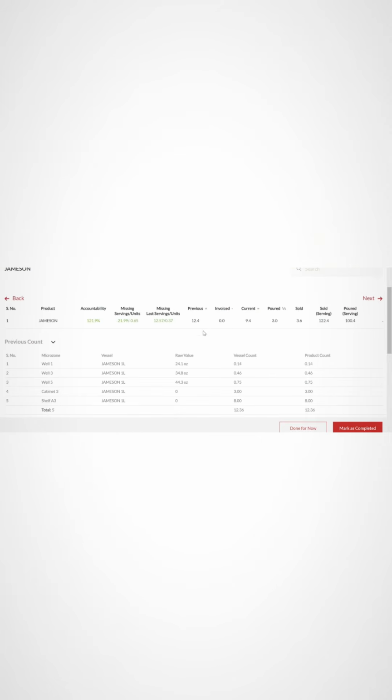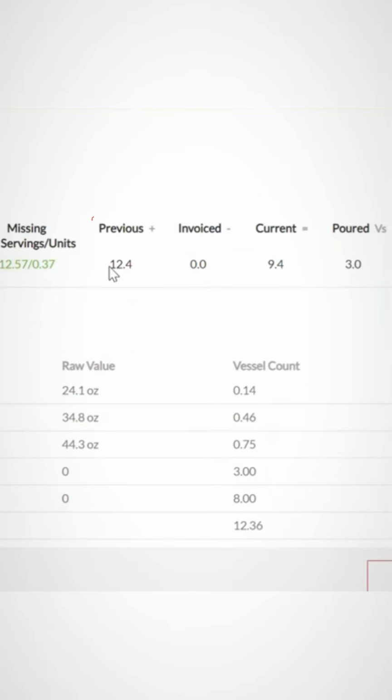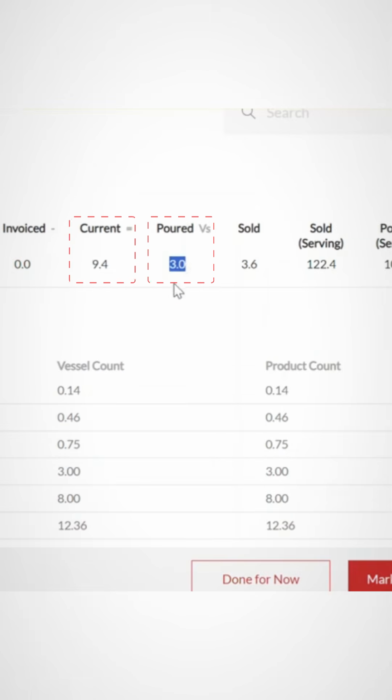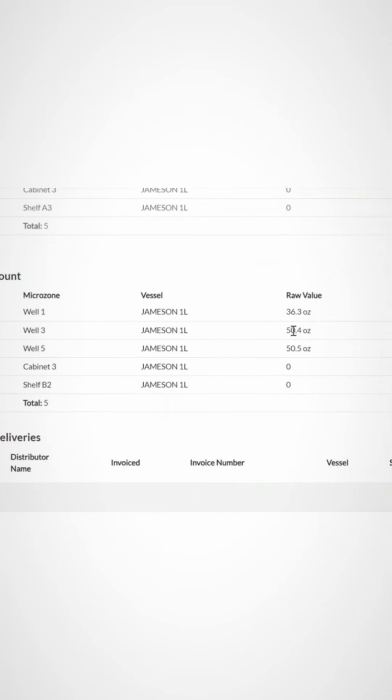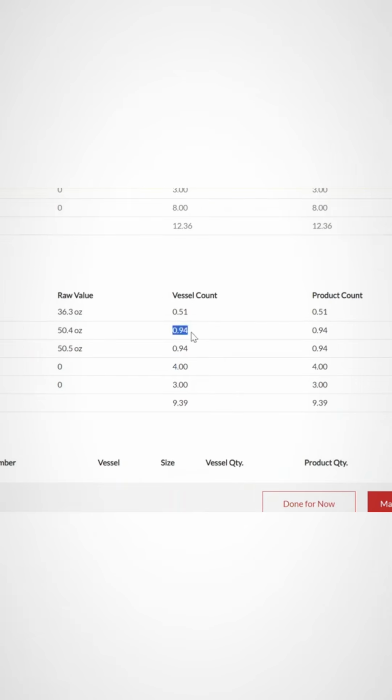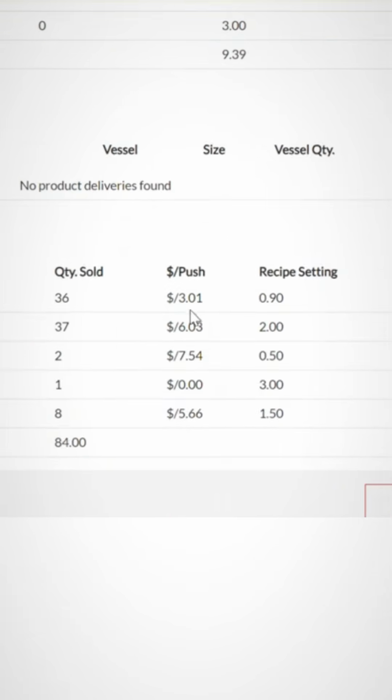When we then combine the sales data with our counting data, in this case previously we had 12.4 and then we have 9.4 bottles. More recently we can conclude we've poured 3, and the software allows us to see exactly where it was counted, confirm the counts. And so we can see, for instance, in well 3 they had a bottle weighing 50 ounces. It was 94% full.